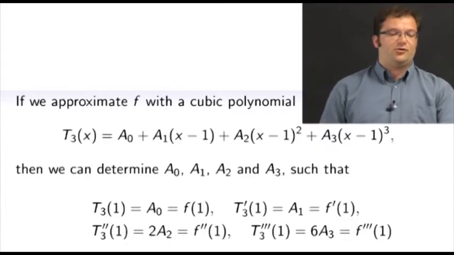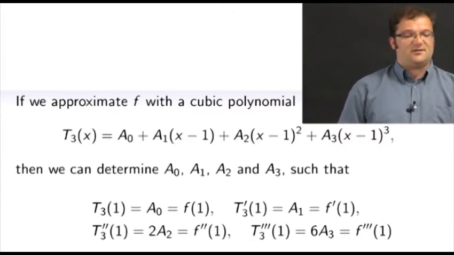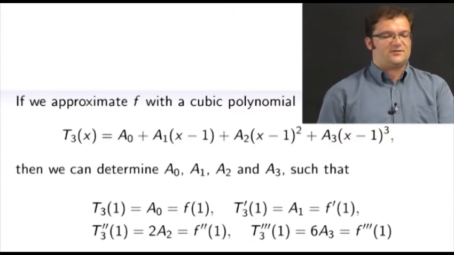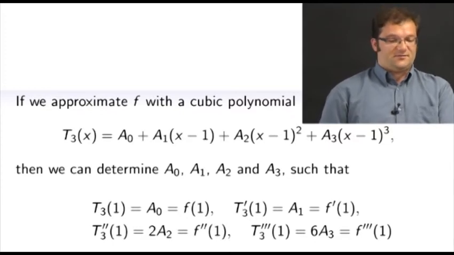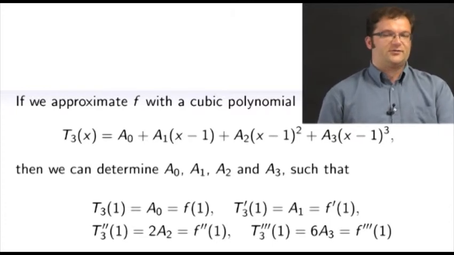So we've done a linear polynomial, we've done a quadratic polynomial. Let's move on to a cubic polynomial. Let's do it again in a slightly general way, first of all. I'm starting with a very general cubic polynomial, t3. So it's a0 plus a1 times (x minus 1) plus a2 times (x minus 1) squared plus a3 times (x minus 1) cubed. And we want to determine the four coefficients now, a0 to a3.